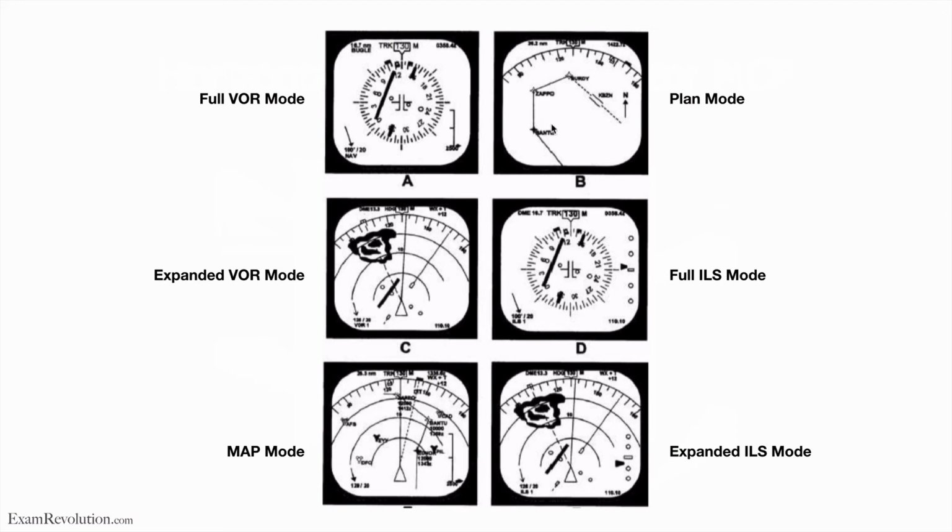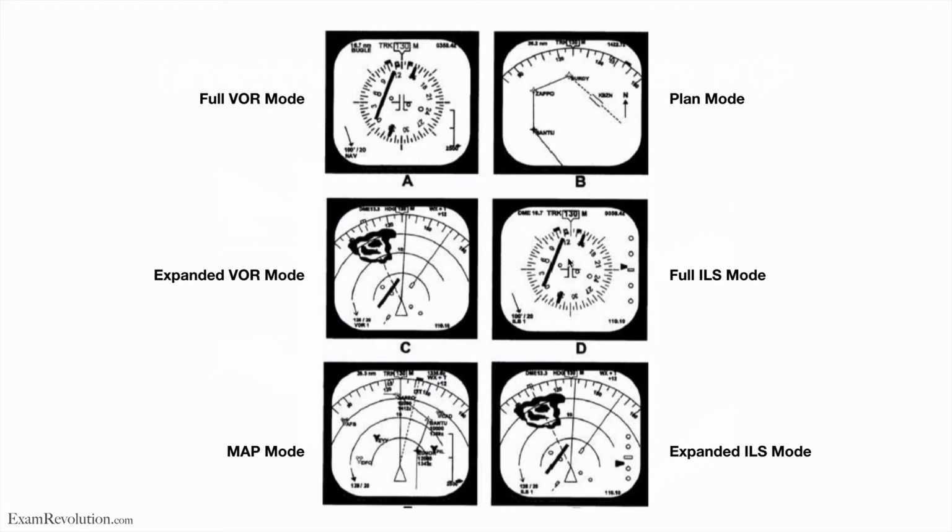And then you get plan mode. Now plan mode is purely just the plan that you are going to fly, right? This is like your flight plan. It doesn't show you all the VOR things and, you know, all those unnecessary things that the map mode is showing you. Plan mode just shows you your track or your flight plan.